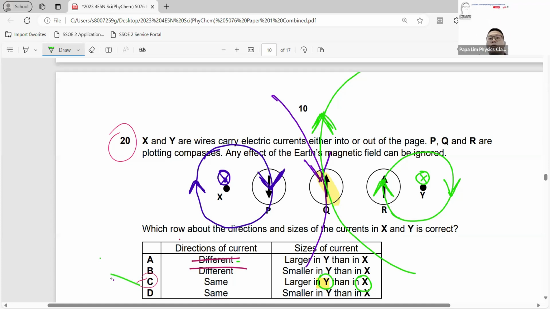This question requires the student to first analyze the field line at P and R. Once you analyze the field line direction at P and R, you will know that X and Y have the same current direction. After that, you proceed to analyze the field line at Q. Once you know that the final direction at Q is denoted by the compass, which is upwards, you'll find that the overall field line at Q is the field line from Y. So for the overall field line at Q to be from Y, the current at Y is definitely bigger than the current at X.